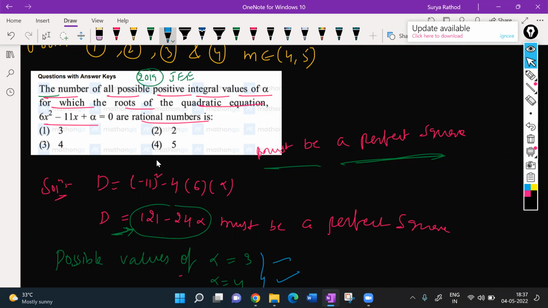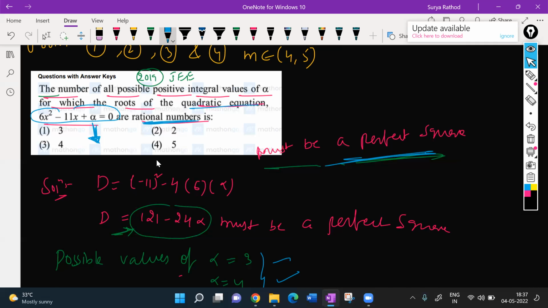So look at this here. What is the question given to you? The number of all possible positive integral values of alpha you need to find out, for which the roots of the quadratic equation are rational numbers. For rational roots, the discriminant must be a perfect square. That is a condition you'll be learning.